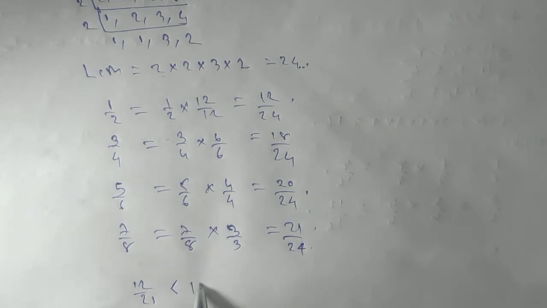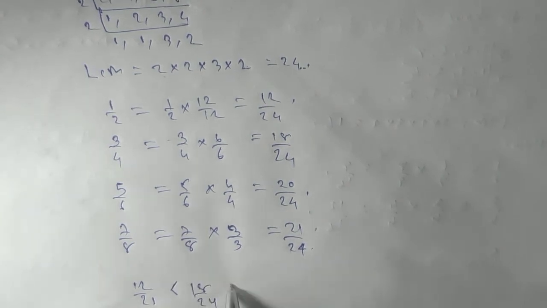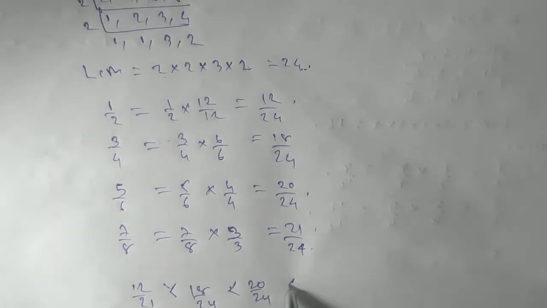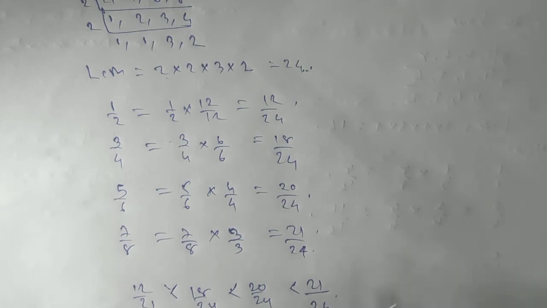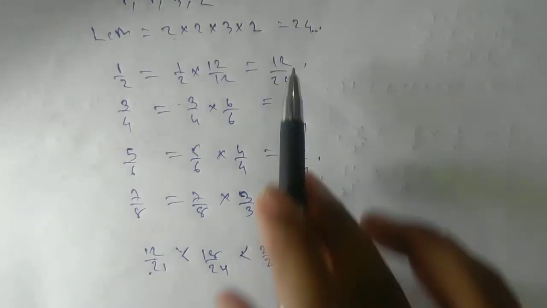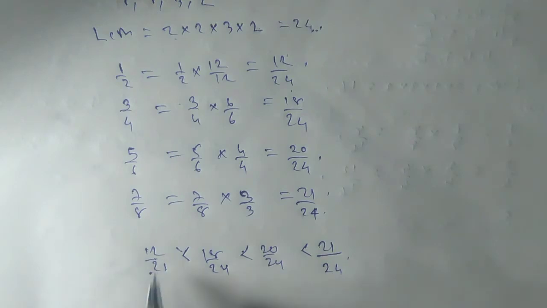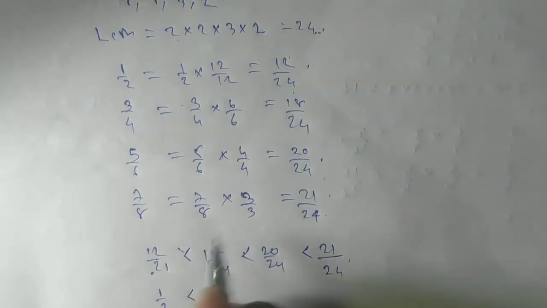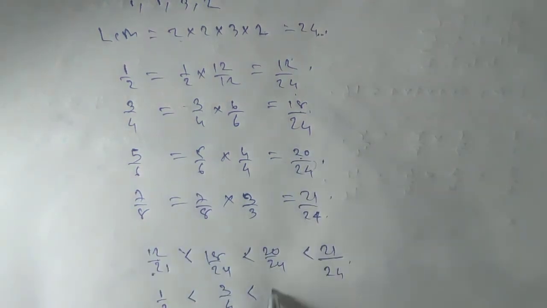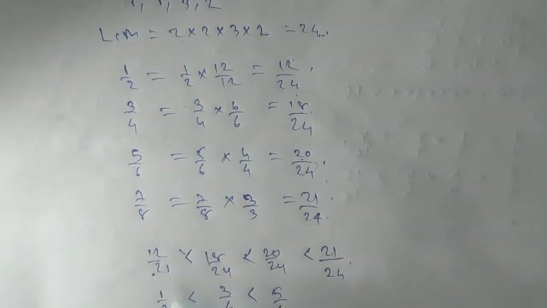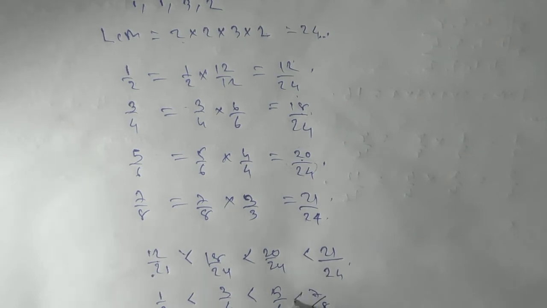Next is 18 by 24. Next 20 by 24, and the last one is the greatest. This is smaller to bigger. Now you write: 12 by 24 is 1 by 2, 18 by 24 is 3 by 4, 20 by 24 is 5 by 6, and 21 by 24 is 7 by 8. This is your ascending order.